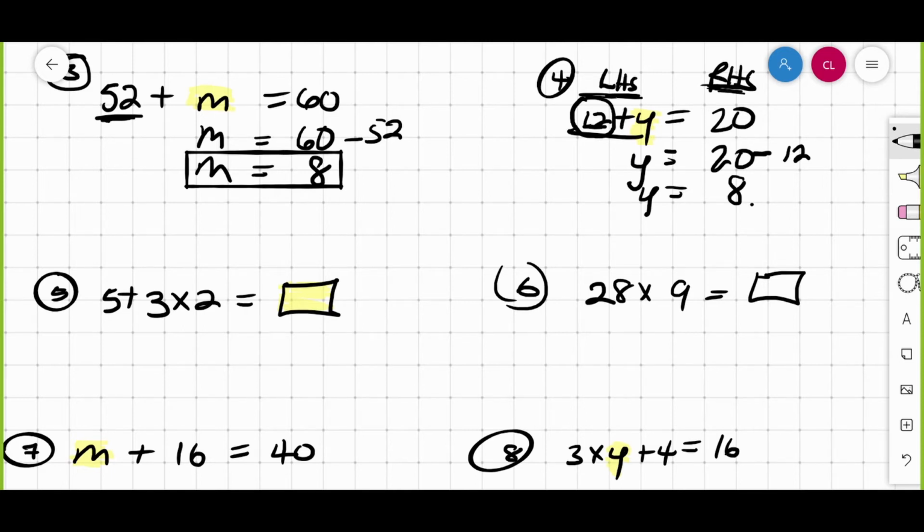Now if we were to put this information back and we had 12 plus 8 equal 20, look what happens. 12 and 8 is 20 on the left hand side, being equal to what? 20 on the right hand side. And once we get this, then we know that we are good.